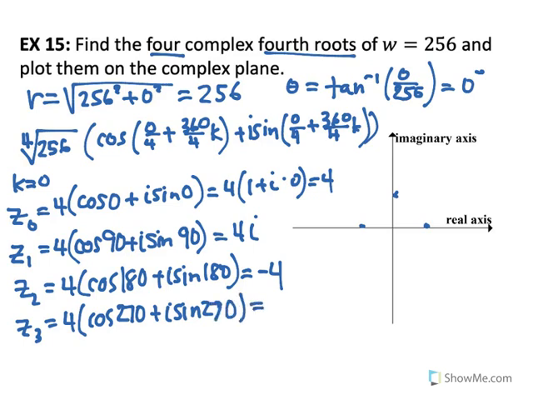That gives me negative 4i, so I'm down 4i, and you'll see that I create a circle. Alright, I hope this helps you with your assignment. Good luck.